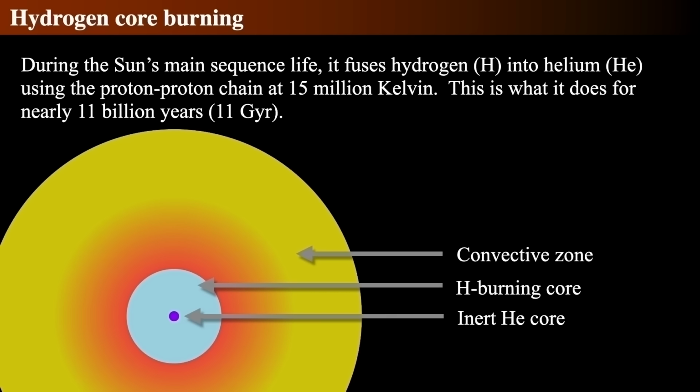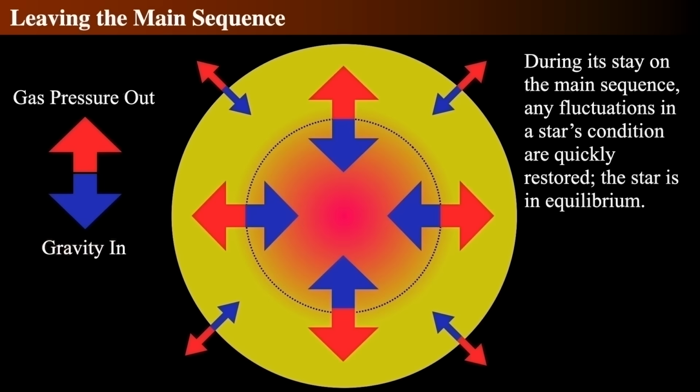Of course, at the top of the convective zone, that's where we see granules and supergranules in the photosphere, as well as all the active regions on the surface, what we call the surface of the Sun. When the star starts to run out of hydrogen, that's when it leaves the main sequence. Before then, during the main sequence life, two things are always in balance.